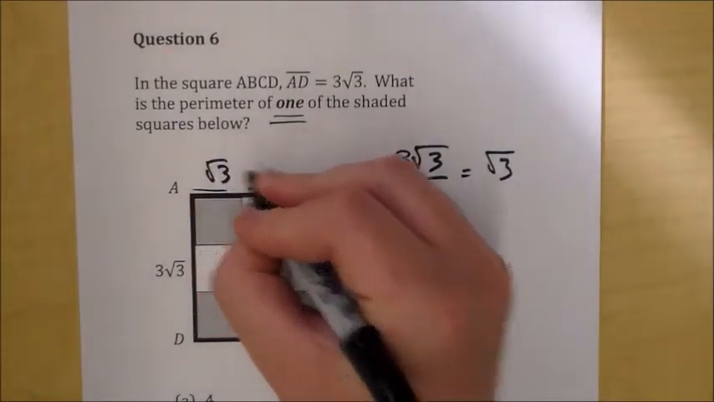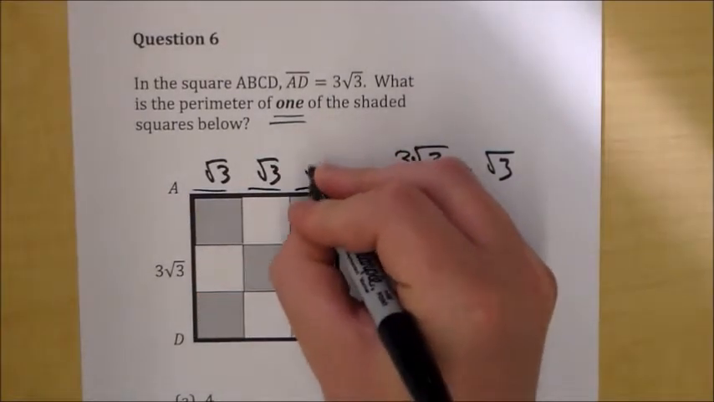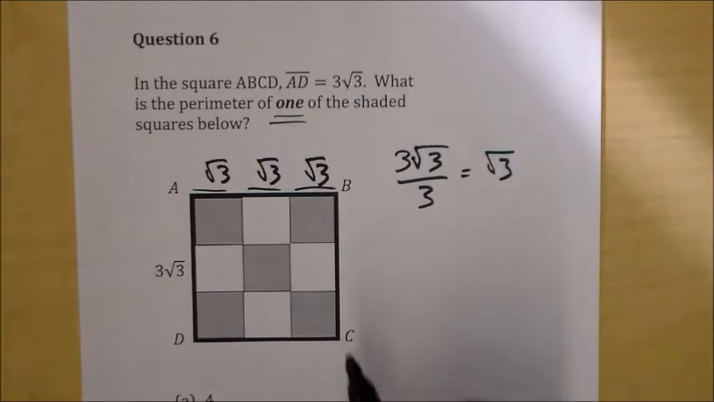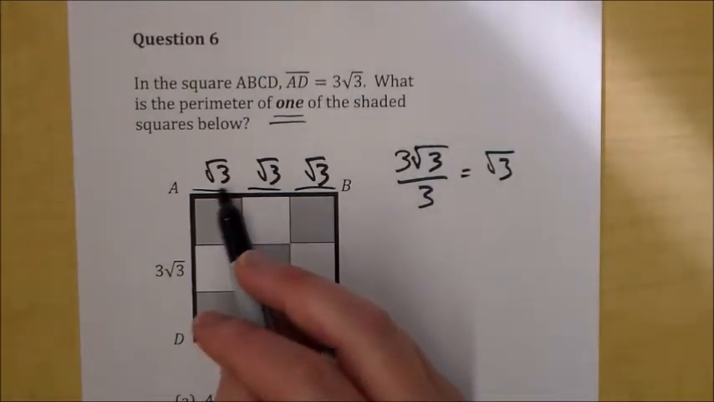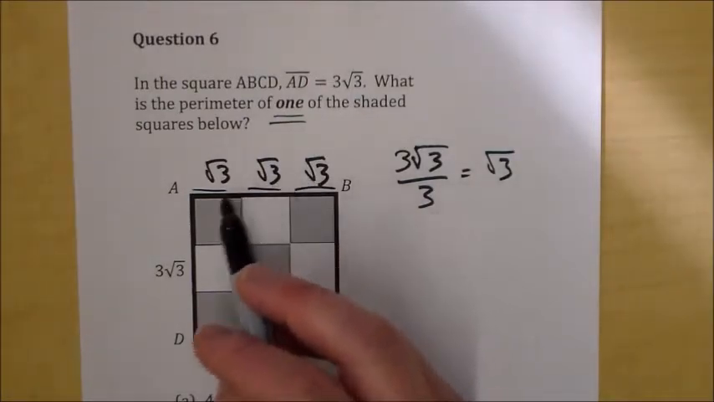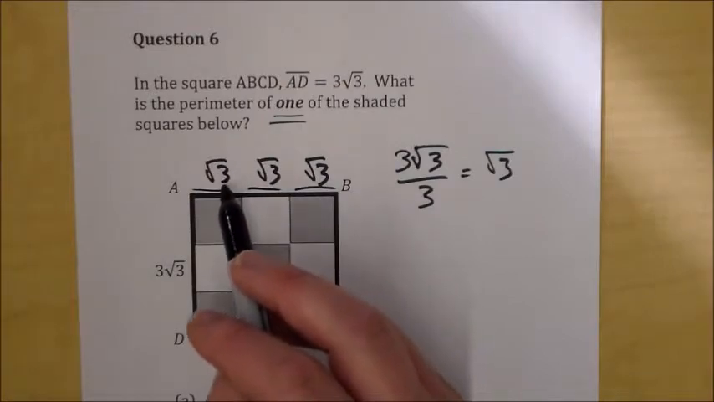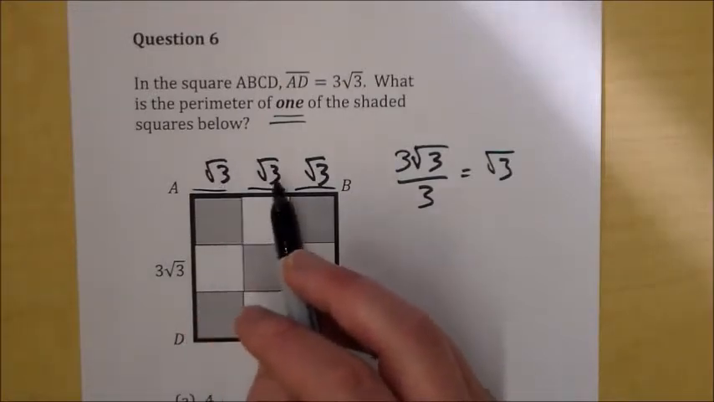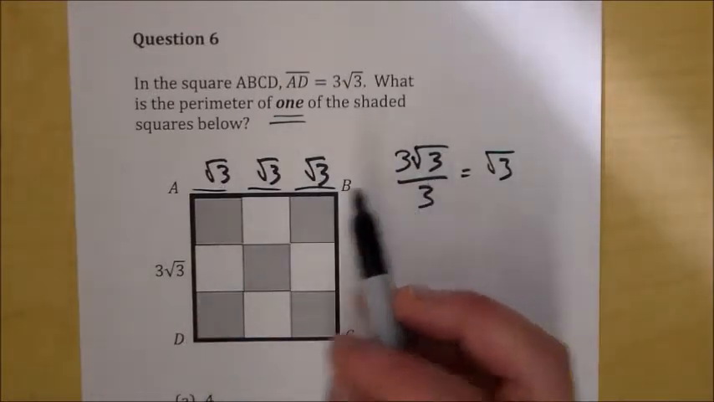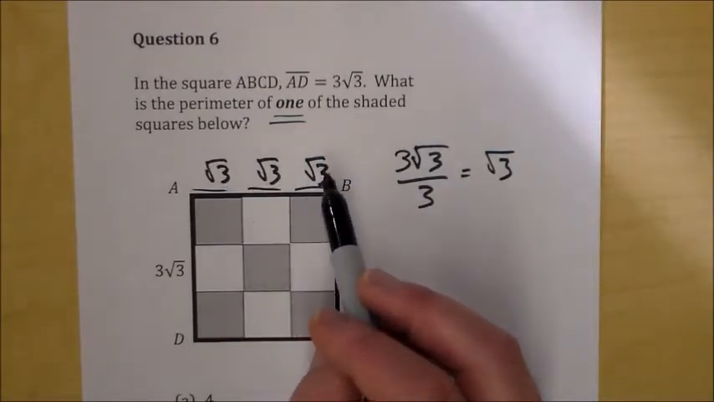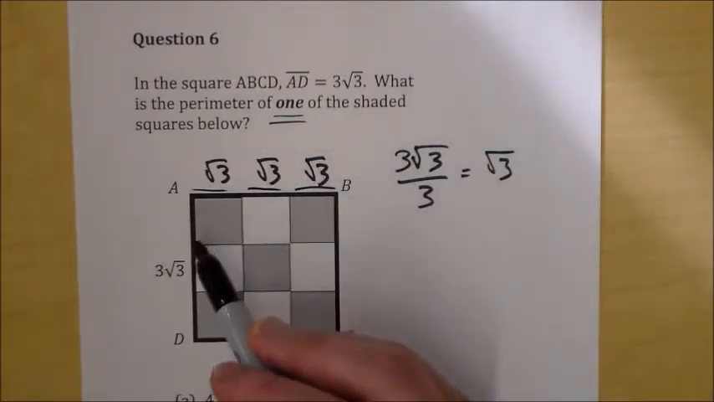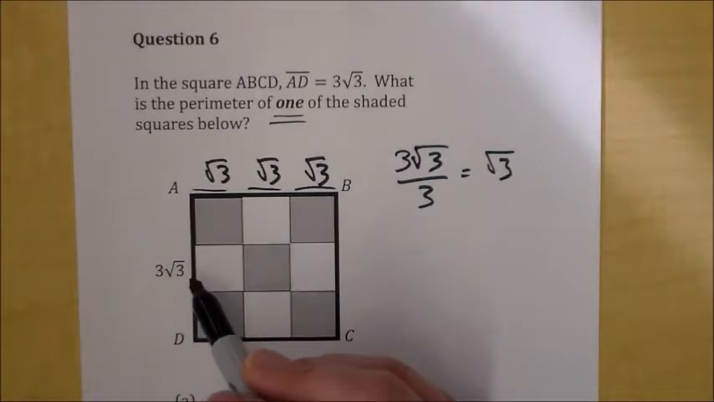So this guy is the square root of 3, this guy is the square root of 3, and this guy is the square root of 3. Remember I said before, I compared this to adding the variable x. So if you think the square root of 3 is x, x plus x plus x is obviously 3x. Square root of 3 plus the square root of 3 plus the square root of 3 is equally obviously 3 times the square root of 3.